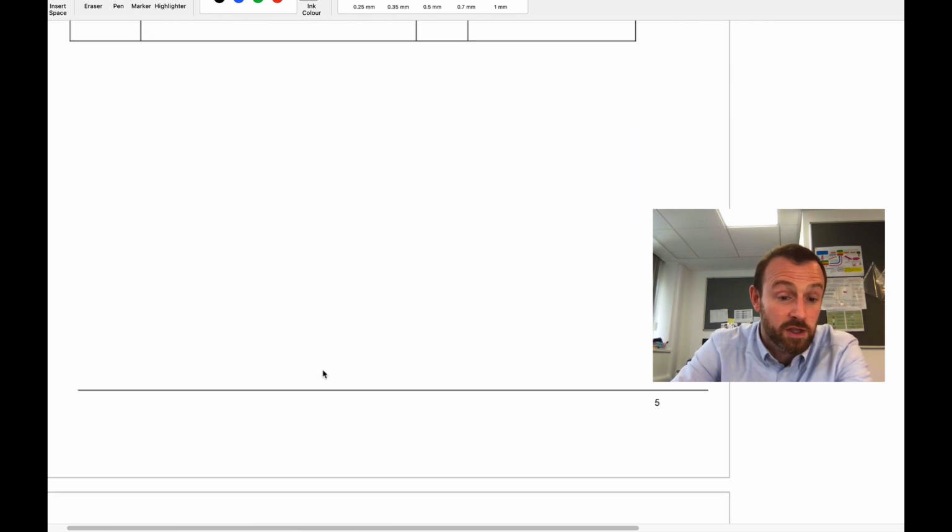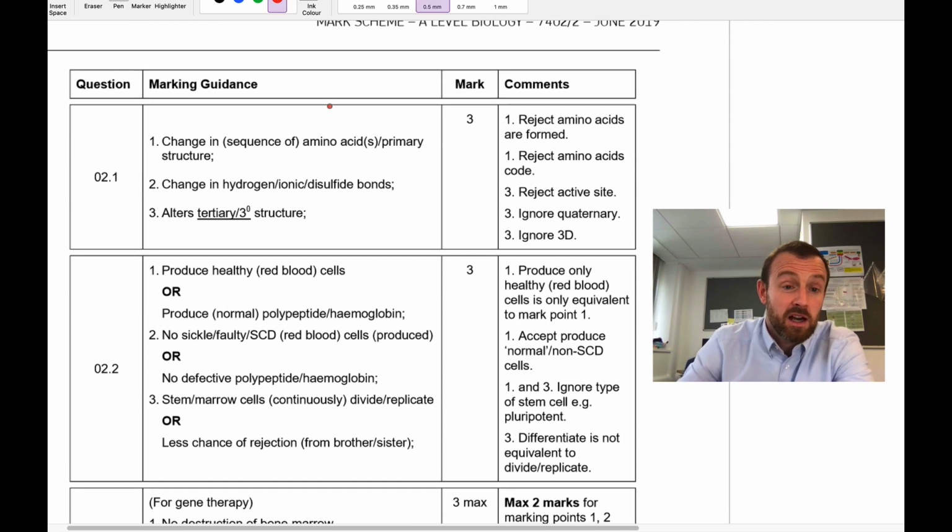Okay, let's just look at the mark scheme answer. What words you need to say, what keywords you need to say. And this answer is something to memorize, basically. You get the change in the amino acid and the primary sequence, alters the tertiary structure.